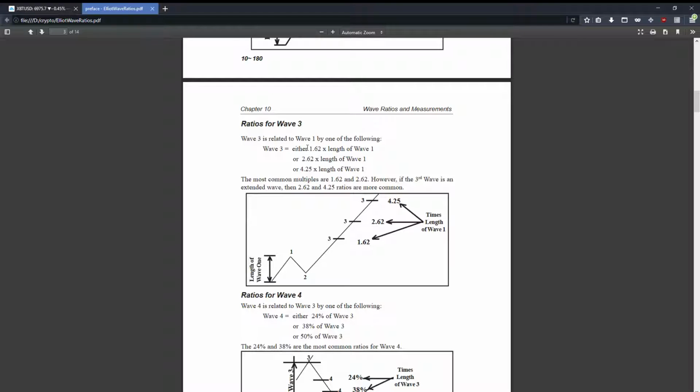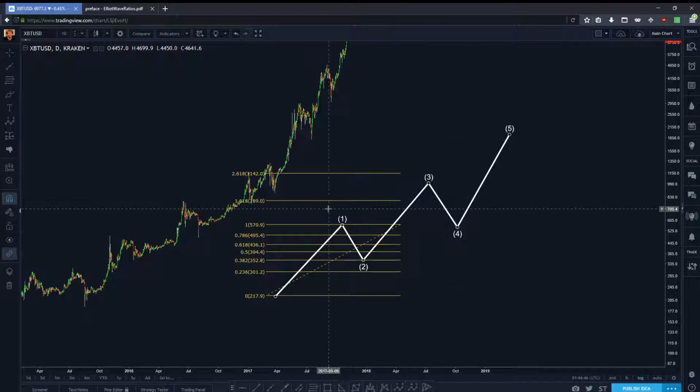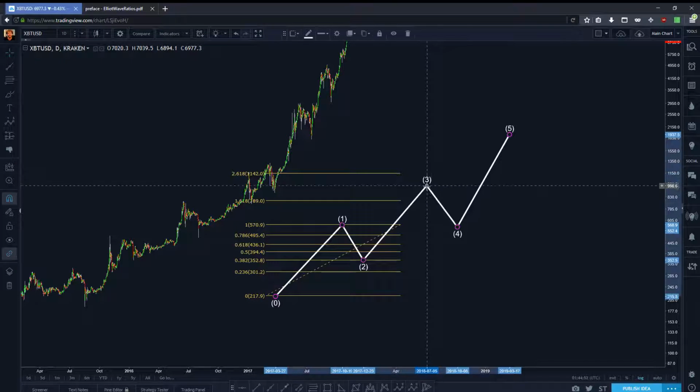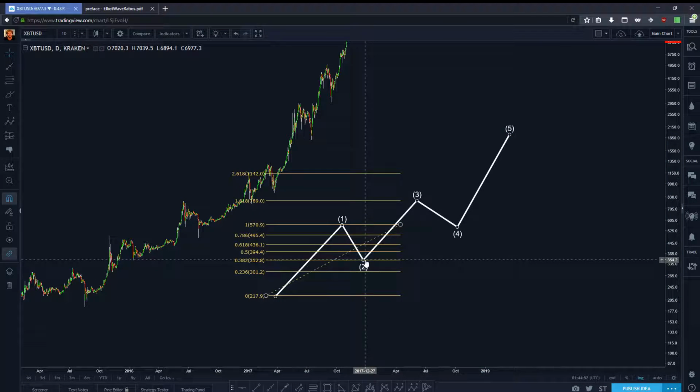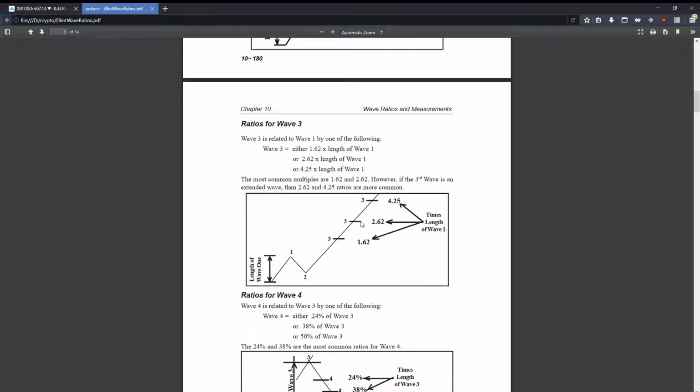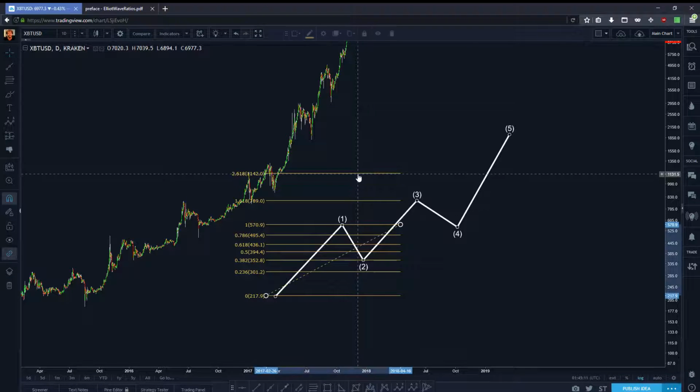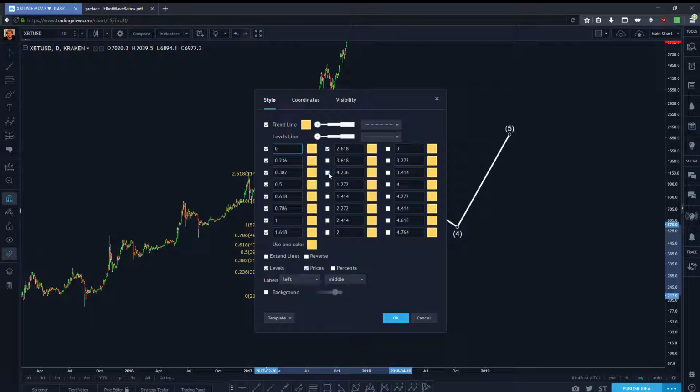So let's say we're just going for the 1.62 fib here, which is an extension of wave 1, and let's say it stops there. If the price comes up, it's either going to hit this fib first, or the 2.62 fib, or the 4.25. So let me just add the 4.25 fib as well.